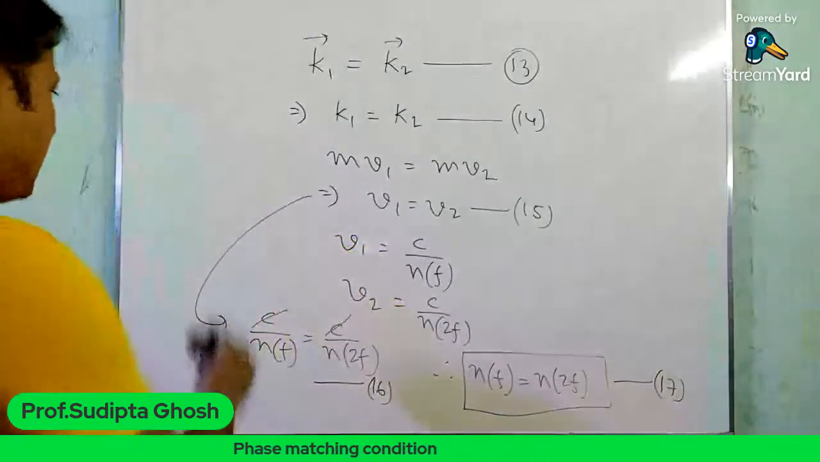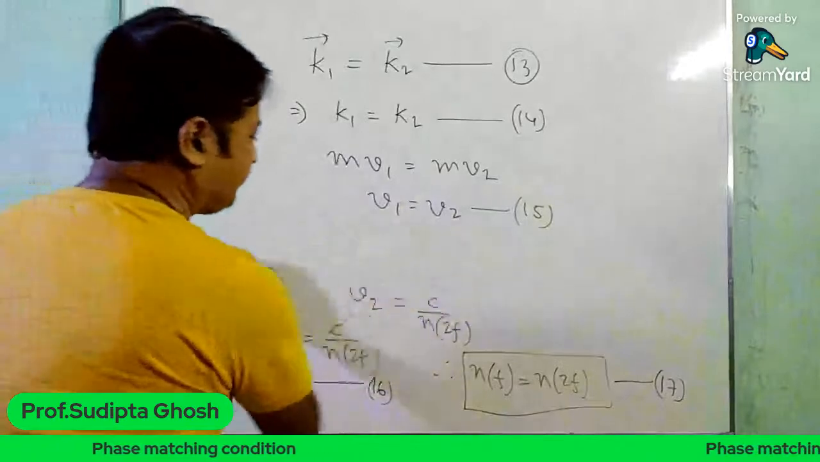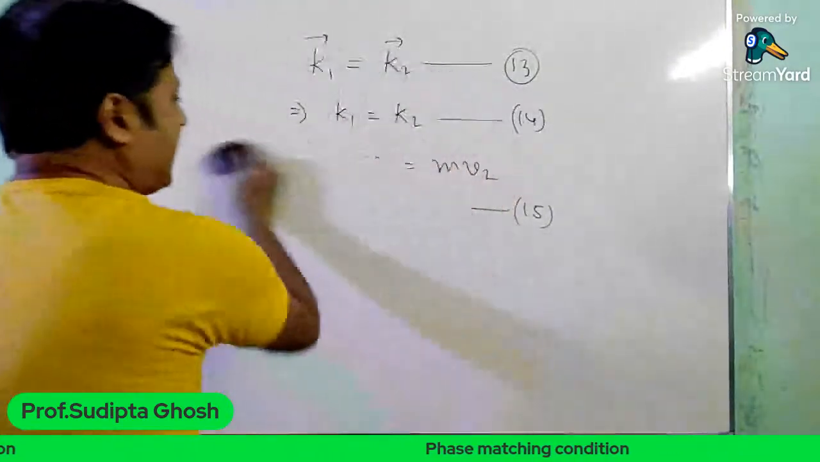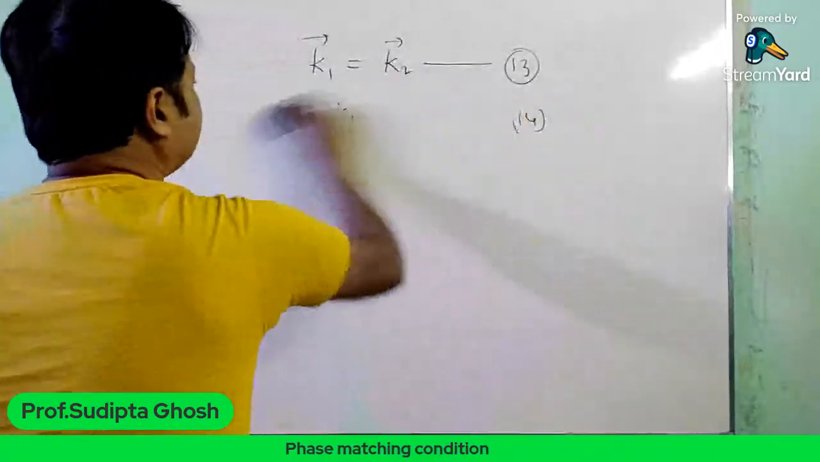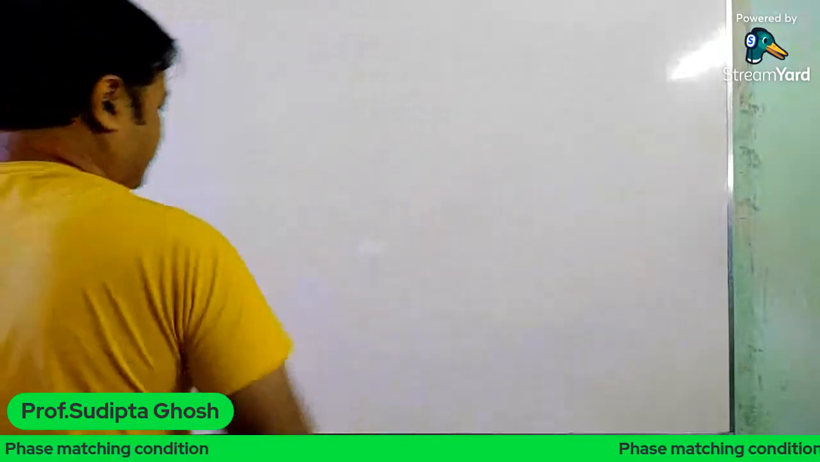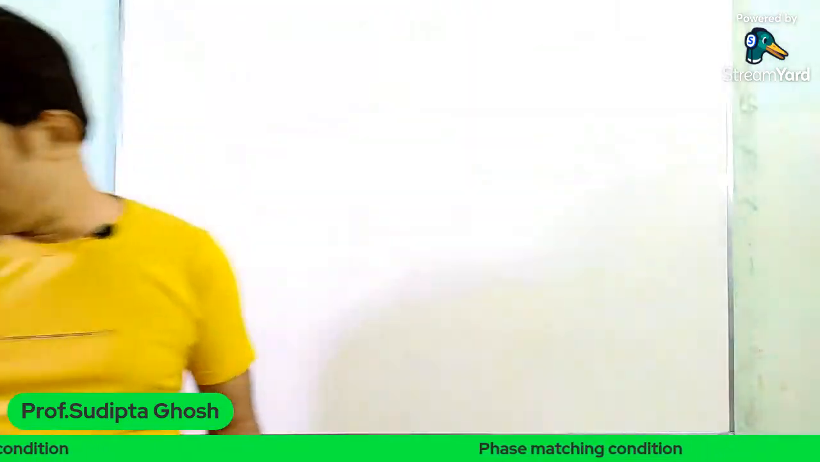Now, the last part of this discussion. So, we have to maintain the values of the refractive indices. We have to make the refractive indices of the incident as well as the second harmonic wave equal.